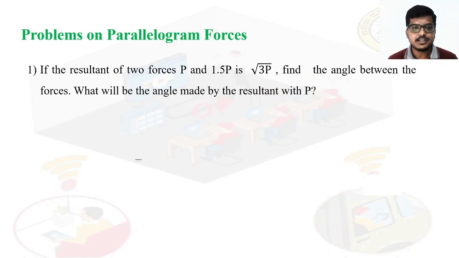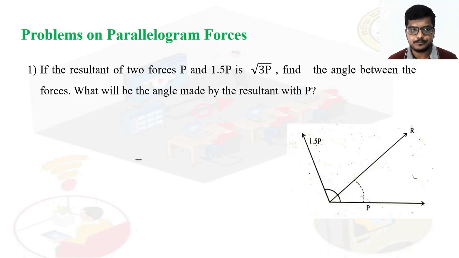If the resultant of two forces P and 1.5P is root 3P, find the angle between the forces. What will be the angle made by the resultant with the P? See, what is the question? So two forces are there and the resultant is also given.